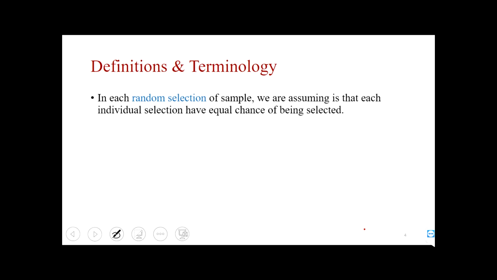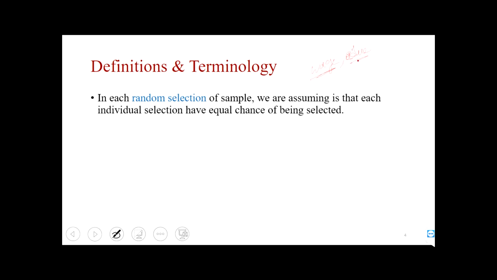In each random selection, this is a main word that we want to know. In each random selection of a sample, we are assuming that each individual selection has an equal chance of being selected. So basically, if you are someone who collects data, let's say you are trying to study some wage and education phenomena, right?